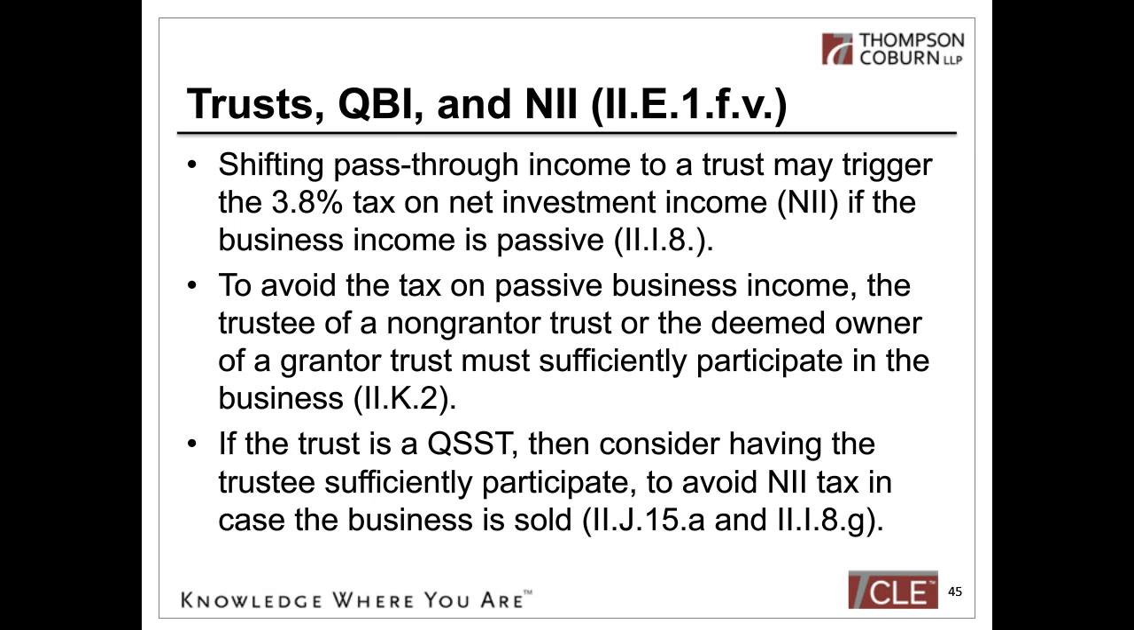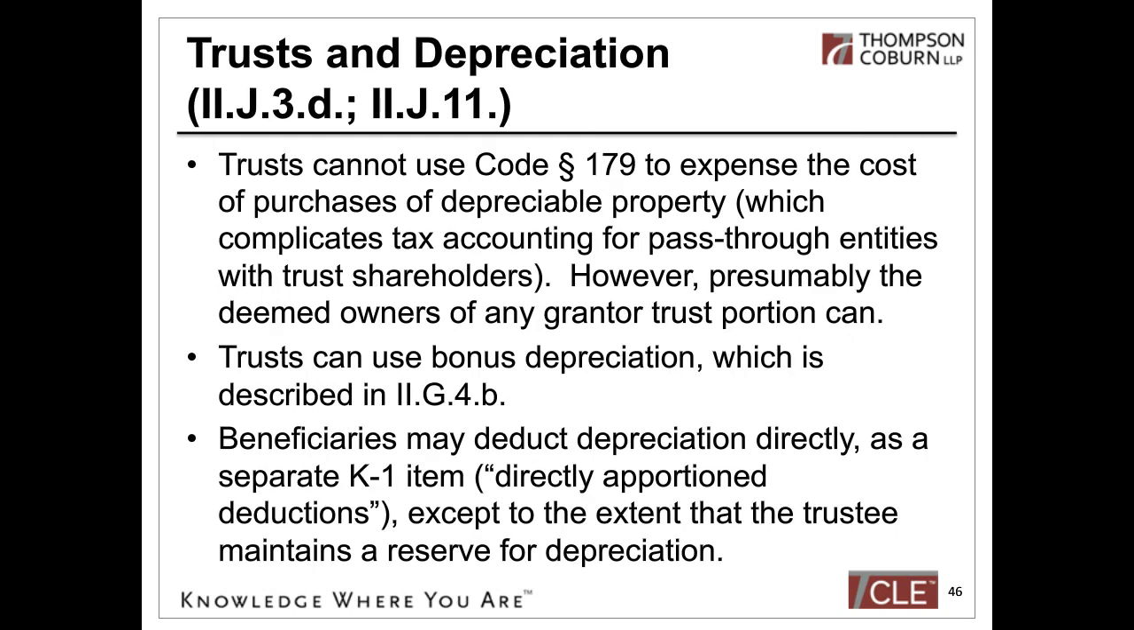I'm not going to belabor the point. Slide 46. I just wanted to point out that a trust can't use Code Section 179 to expense the cost of purchases, but you can use bonus depreciation for it. Slide 47.